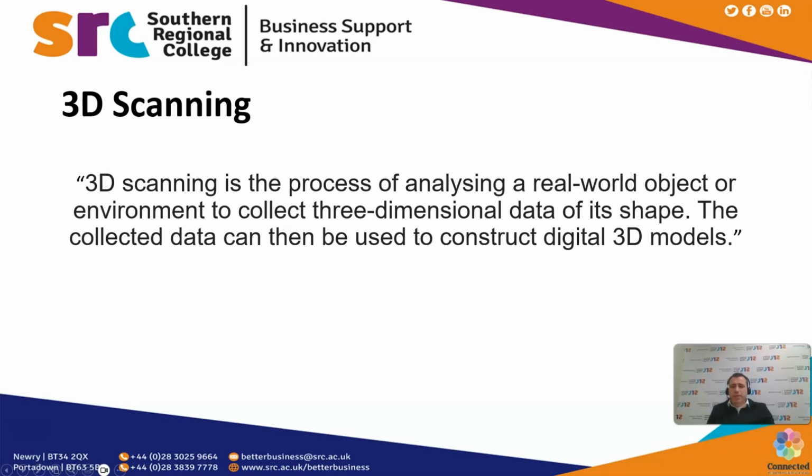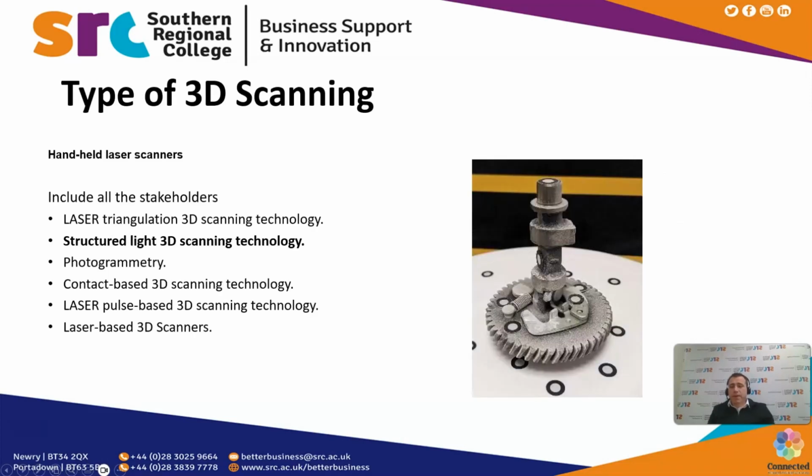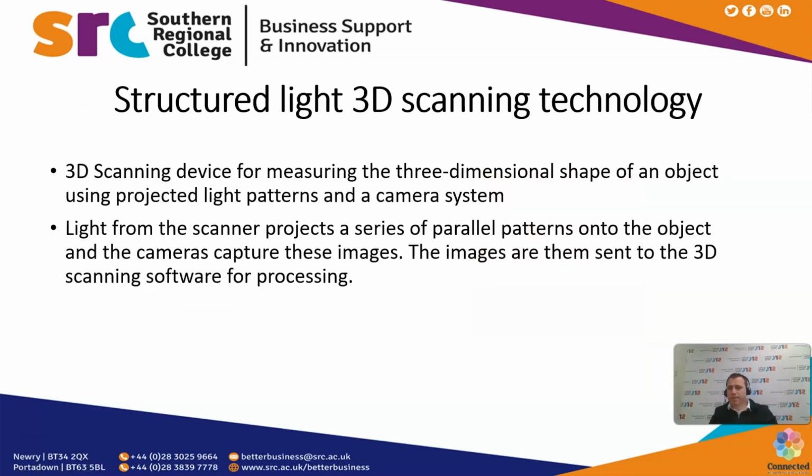So, as I said, we're looking at 3D scanning. There are various definitions of 3D scanning. I see 3D scanning as scanning a real world object and bringing it into the 3D environment so you can play about with it in CAD systems. There are various types of 3D scanners available. The one that I'll be looking at today is called structural light.